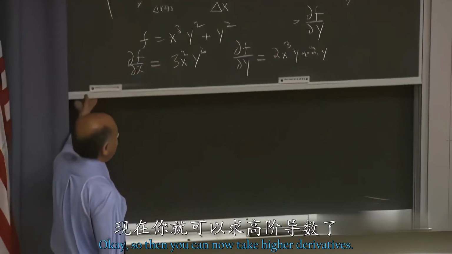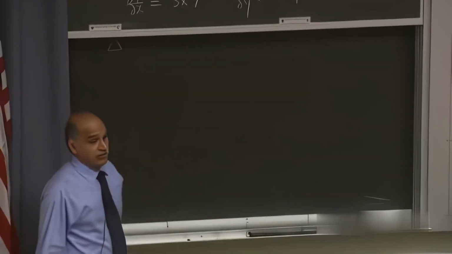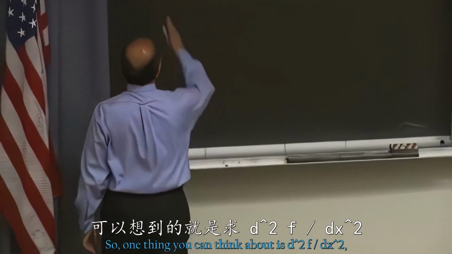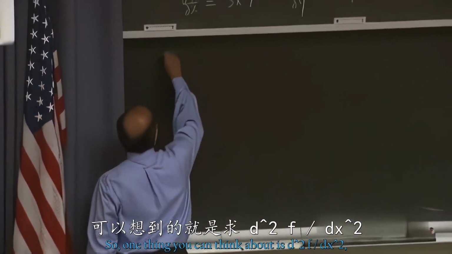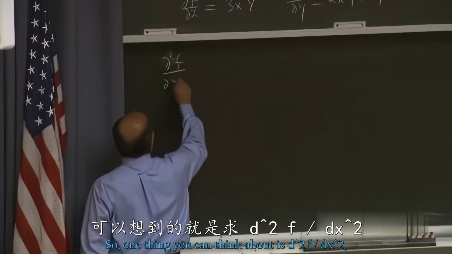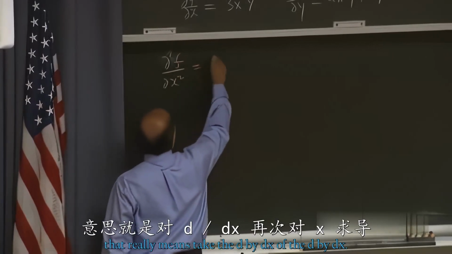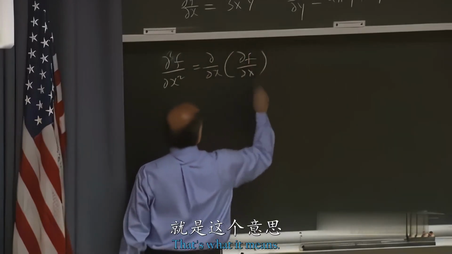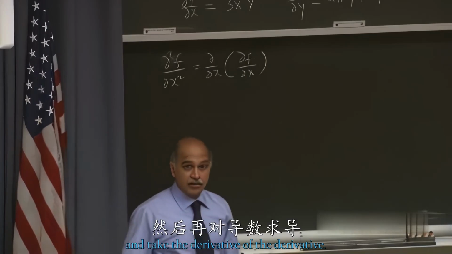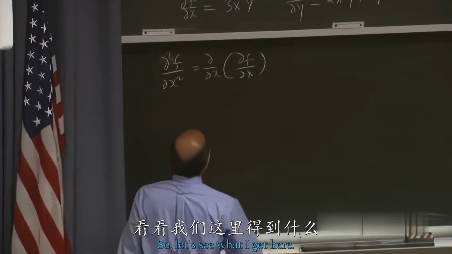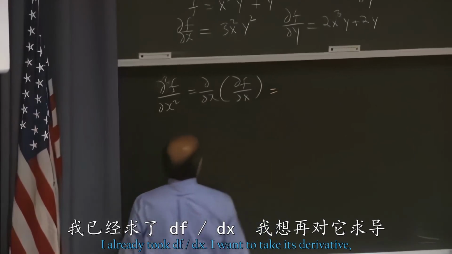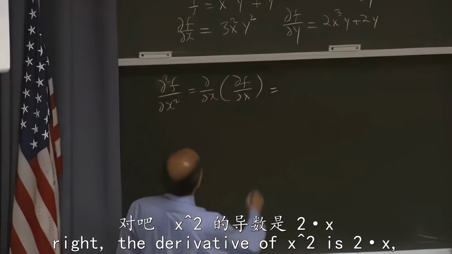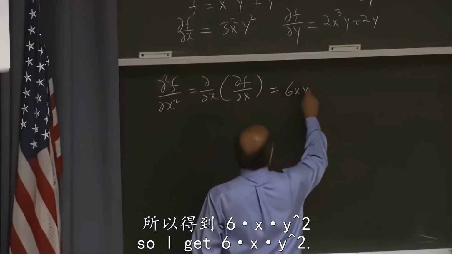Okay, so then you can now take higher derivatives. We know from calculus of one variable that you can take the derivative of the derivative. So one thing you can think about is d2f/dx squared. That really means take the d/dx of the d/dx. First take a derivative and then take the derivative of the derivative. So let's see what I get here. I already took df/dx. I want to take its derivative, right? Derivative of x squared is 2x, so I get 6xy squared.